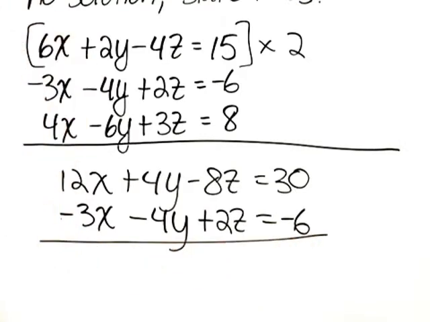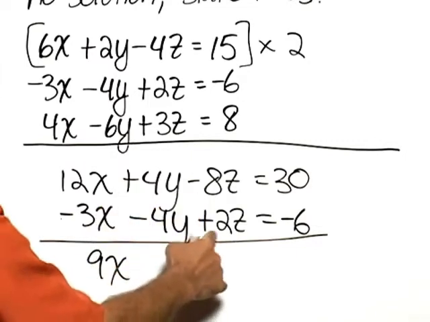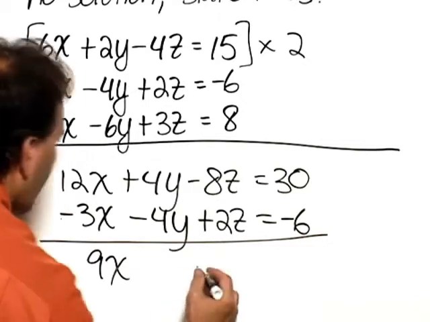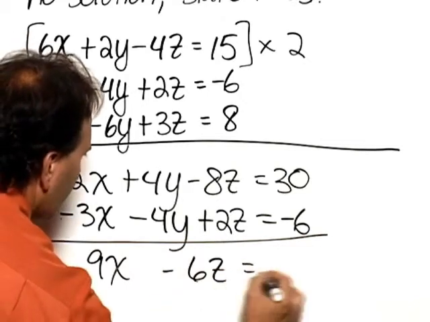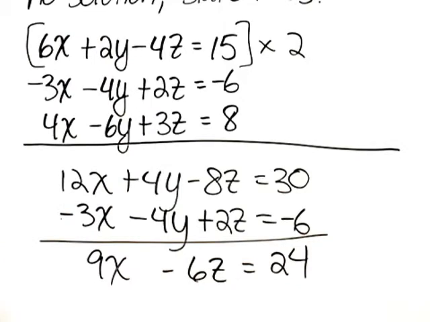Add those equations together. 12x minus 3x is 9x. The y's sum to 0. Negative 8z plus 2z is negative 6z equals 30 minus 6 is 24. All right, now let's see what we can do.